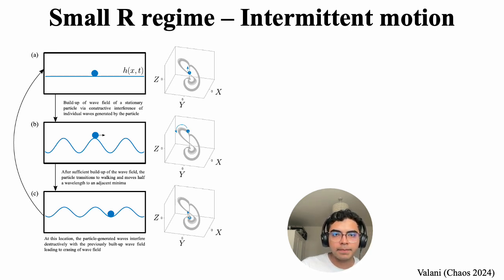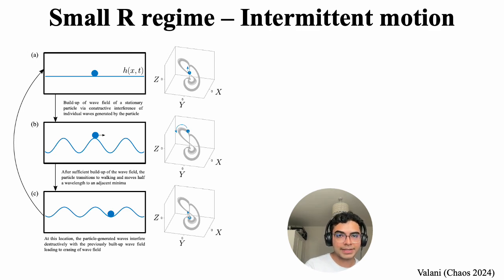Alright, so let us try to understand physically why this intermittent motion arises. Initially, the particle tries to build up its wave field by generating small amplitude waves because r is small, and this results in the wave constructively interfering with its waves because it's not moving anywhere, so it is building up the wave field up to a point. And then the particle transitions from the stationary to a walking state once it has built up a critical amount of wave field. And once it starts walking, it moves by half a wavelength and finds itself in an adjacent minima.